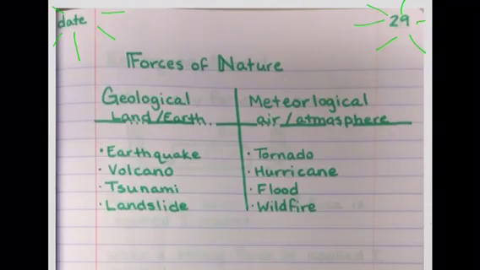Okay, under geological we're going to list earthquake, volcano, tsunami, and landslide. And under meteorological, we're going to talk about tornadoes, hurricane, flood, and wildfire. Please record this information in your journal. You can pause it for now and write that all in. And then we're going to turn to page 30 and add in some more information.